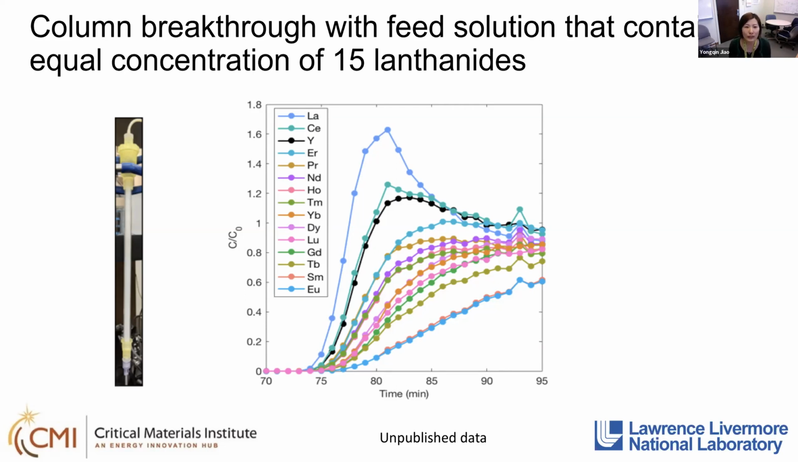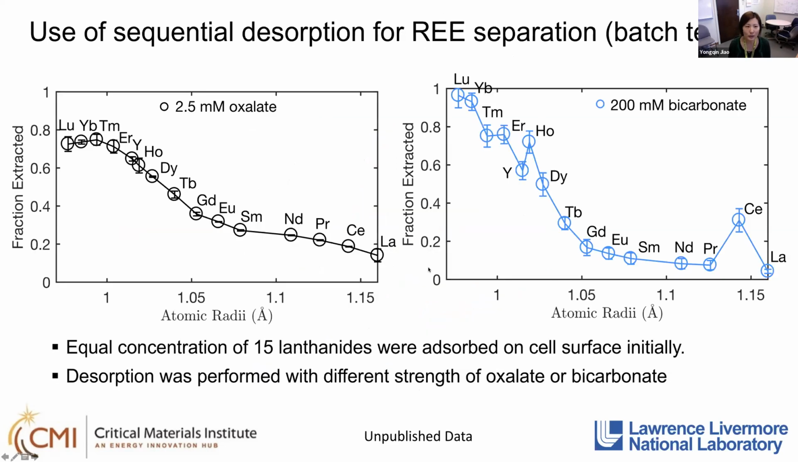And therefore, we turned to a desorption-based approach. So we checked what about sequential desorption for rare earth separation? And I'd like to note that this experiment shown here is batch analysis, not in the column, which means with free-floating microbes, with the lanthanide binding tag engineered on the cell surface of the bioengineered microbes.